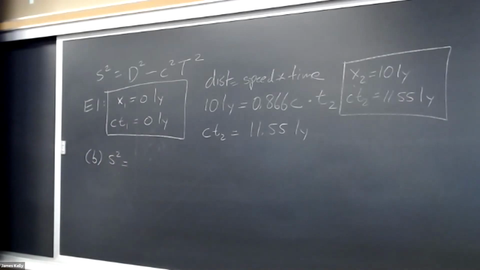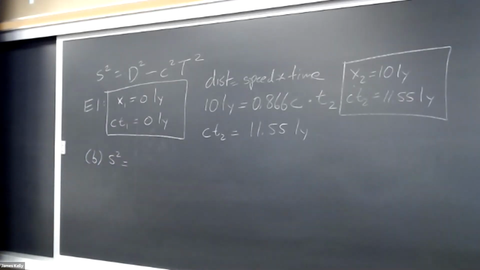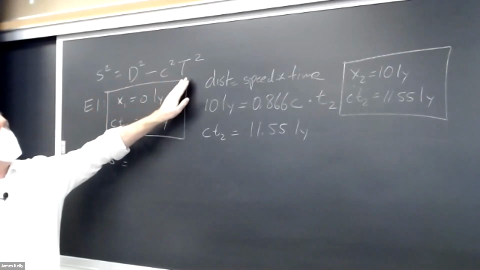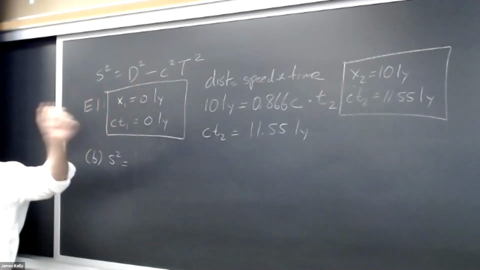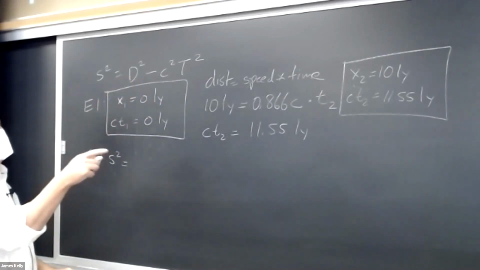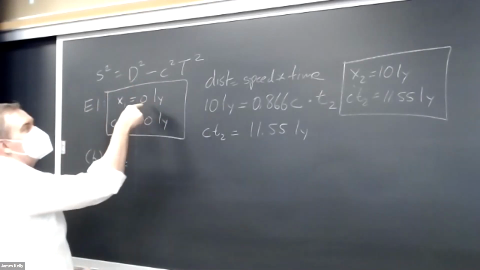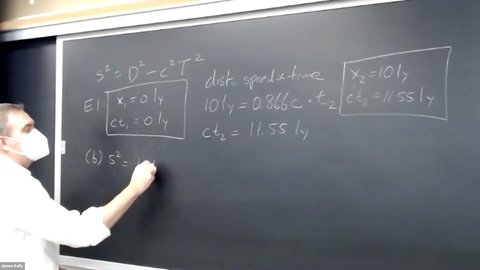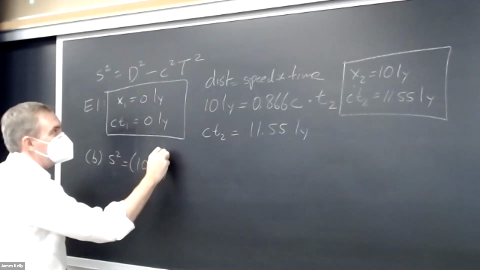That has the symbol s squared. It's the distance between the two of them, and I can calculate this in any frame that I like. We've already got the coordinates in one frame, so let's just go ahead and use them. The distance between the two events, and they're only separated along x. One has coordinate 0, one has coordinate 10 light years, so the distance between them is 10 light years, which I've got to square, right?